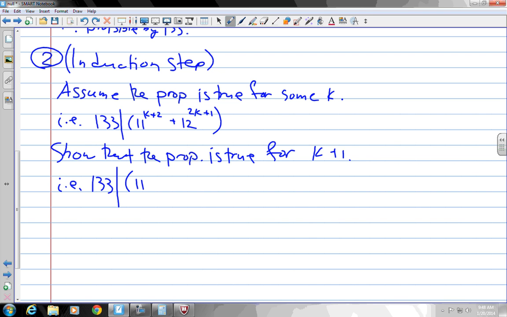So if I replace k with k plus 1, I'll get k plus 1 plus 2. I'll do the sum in a little bit. But this is what I'm doing. I'm replacing every k with a k plus 1, plus 12 to the power 2 times k plus 1 plus 1. See what I did? For every k, I place k plus 1. Now I'll simplify that.